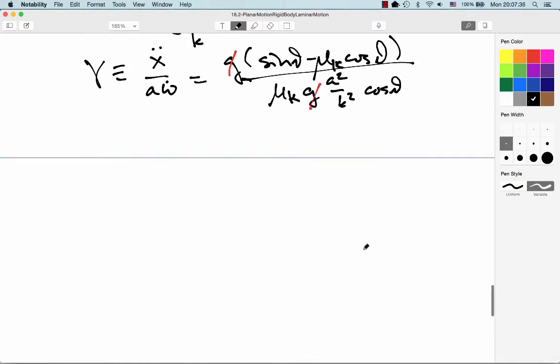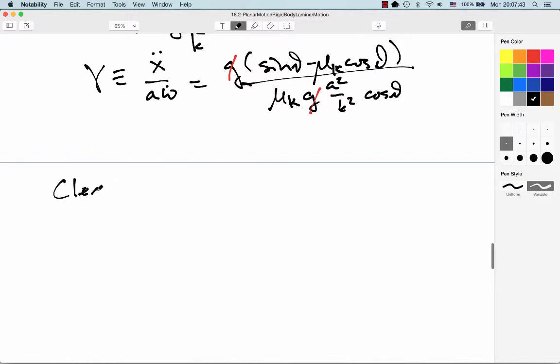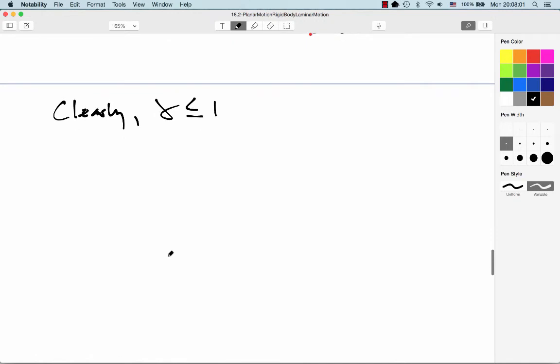Alright, so we know that gamma has to be less than or equal to 1. The reason gamma equals 1 is rolling without slipping, and then at that point we would have to replace our mu k with mu s. And so for anything less, in order for it to be mu k, gamma would have to be less than 1. So we can write anyway our x double dot is equal to gamma a omega dot.